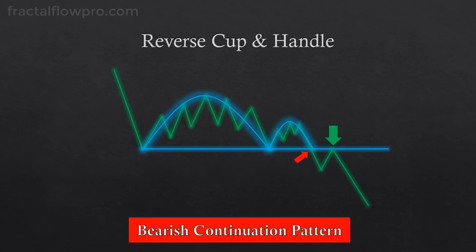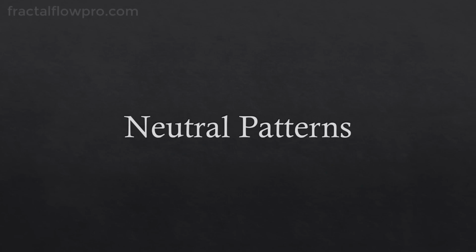The stop should be above the highest high in the handle or the small arc, and the take profit target should be at least 3 times as large. This finishes the continuation patterns. Now we must move on to the final section where we talk about the neutral patterns.